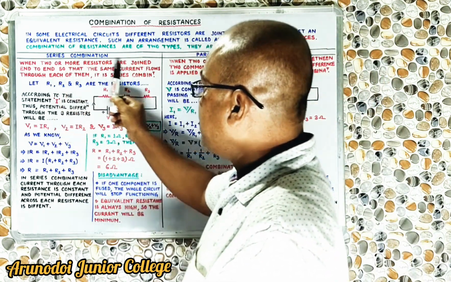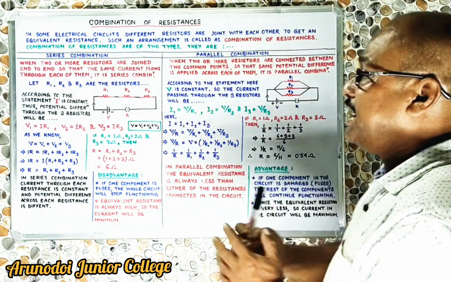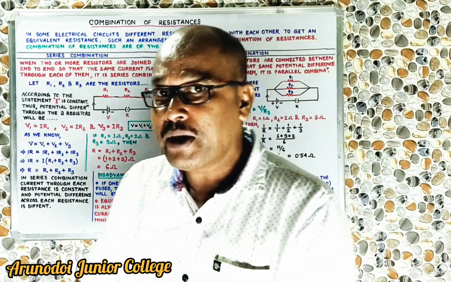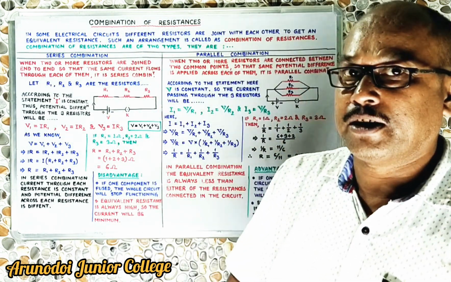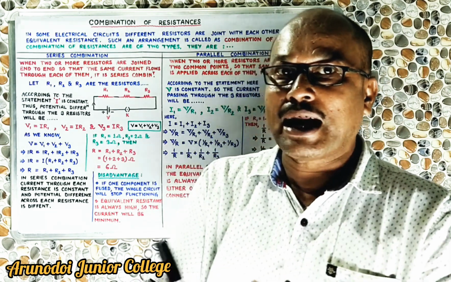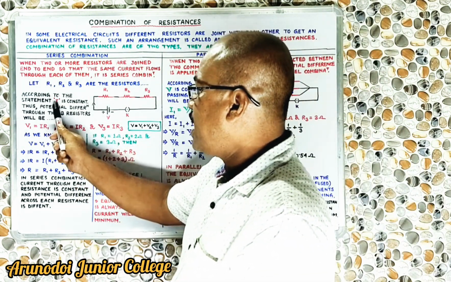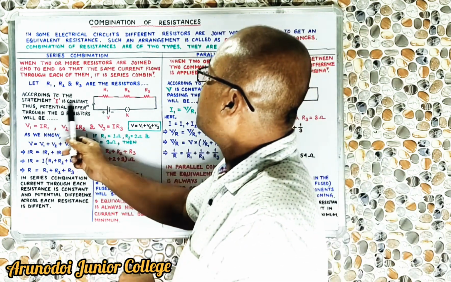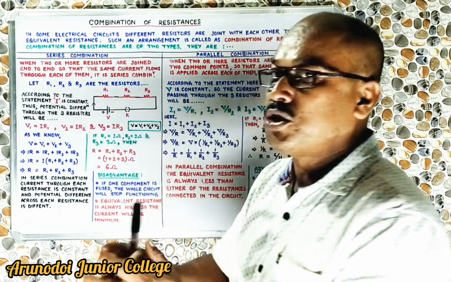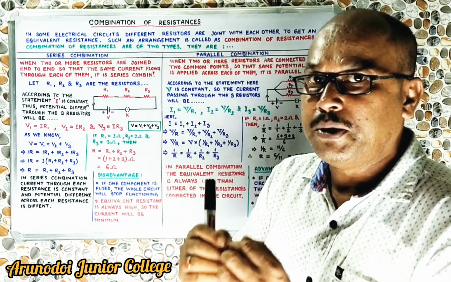Now let us come back to this series combination of resistance. According to the statement we mentioned, when two or more resistors are joined end to end so that the same current flows through the arrangement, then this is series combination. That means in series combination the current will remain constant. So according to this statement, I is constant. Thus the potential difference across the three resistors will be different. If the current remains constant, the potential difference will be different.